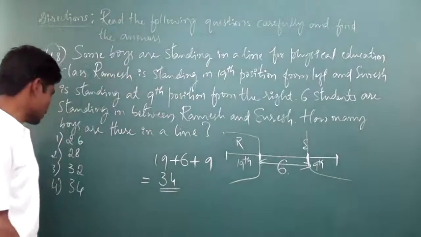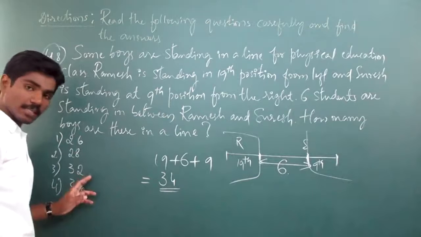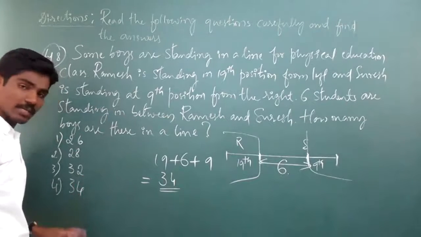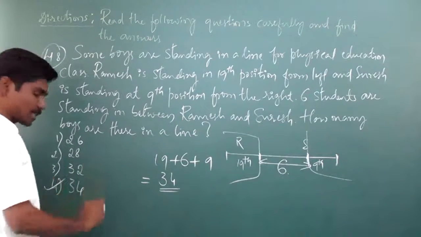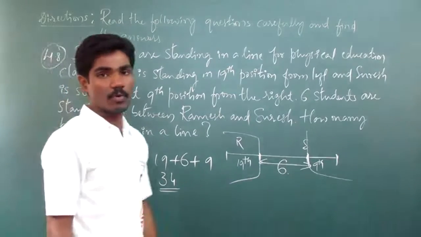Let us take the given options. The first option is 26. The second option is 28. The third is 32. Whereas the fourth is 34, which matches with our result. Therefore, the fourth option is the right option. We will see some more problems.